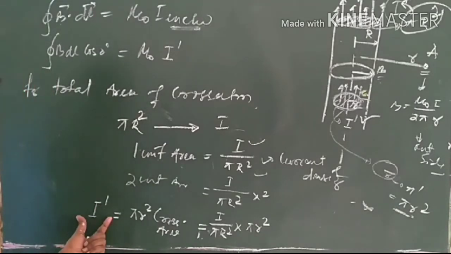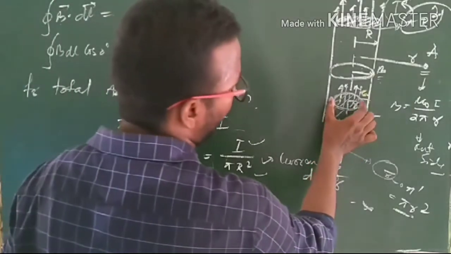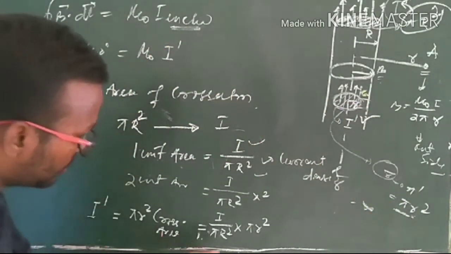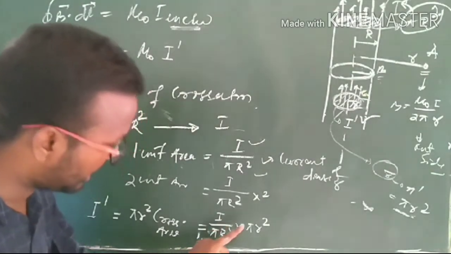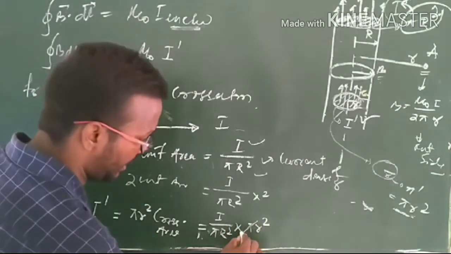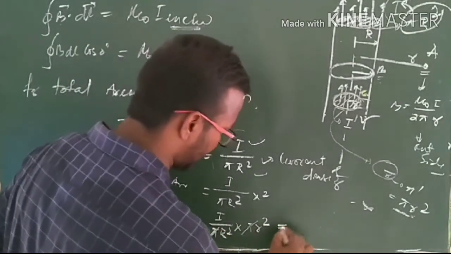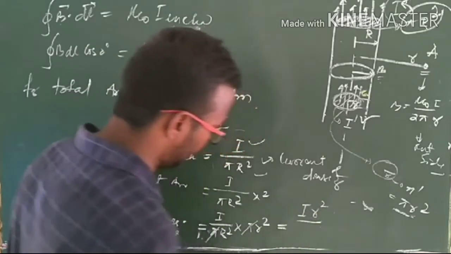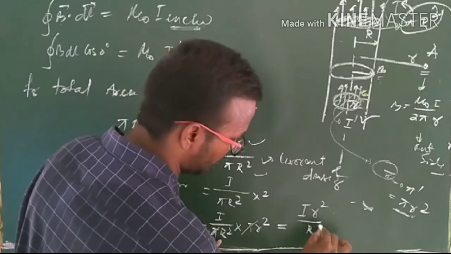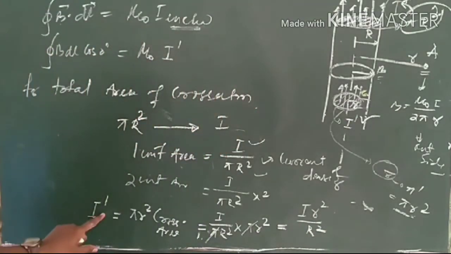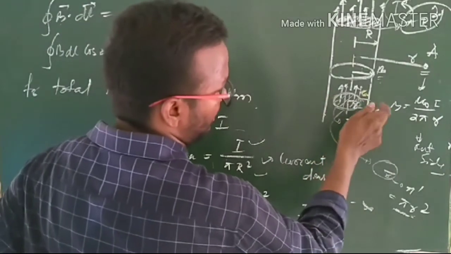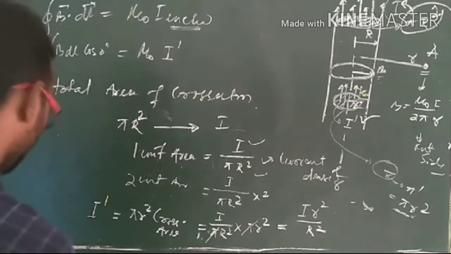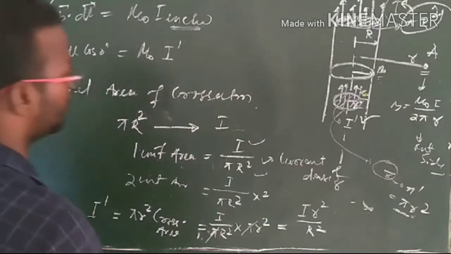So I dash is the current flowing within the Amperian loop of radius small r, that is pi r square. So I dash equals I by pi R square into pi r square. The pi cancels, so we can write I small r square divided by capital R square. This is the current flowing through the Gaussian surface, the Amperian surface, which is inside the cylinder. Clear?